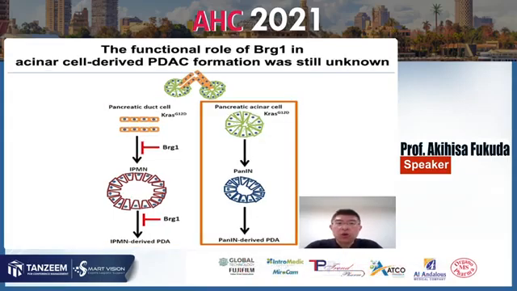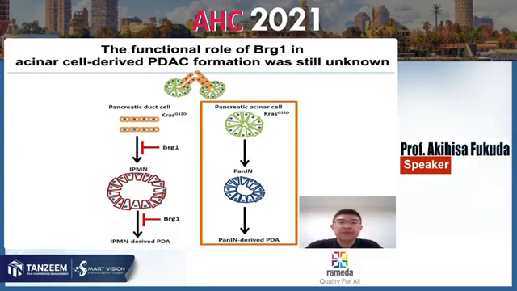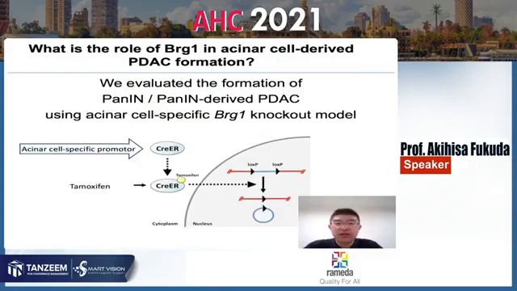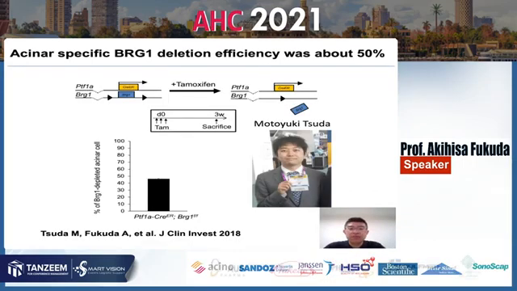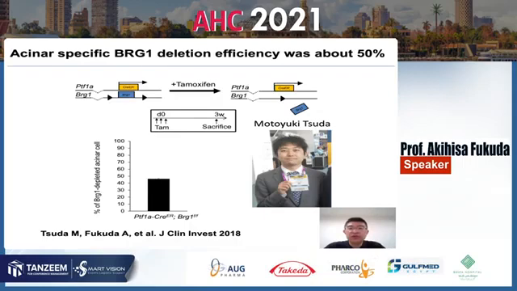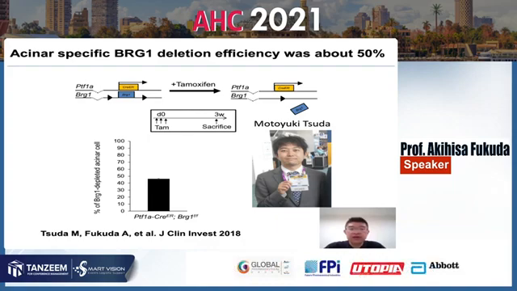The next question is, what is the functional role of BRG1 in the formation of PanIN-derived PDAC? We next evaluated the formation of acinar cell-derived PanIN and PDAC using the acinar cell-specific BRG1 knockout mice model. We generated PTF1A-CreER BRG1 flox mice in which BRG1 is deleted exclusively in acinar cells upon tamoxifen induction. In this model, recombination efficiency depends on the dose of tamoxifen.